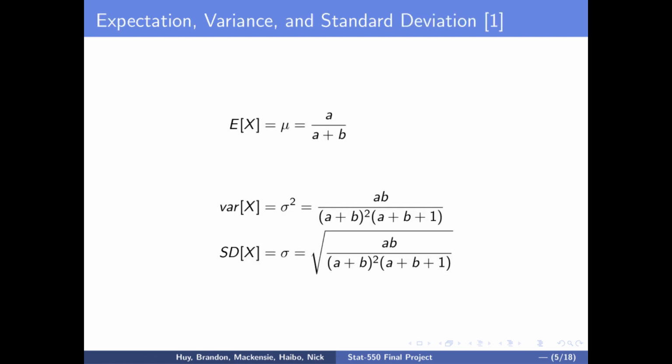The expectation, or the mean of the beta distribution, is a over a plus b. As we will see later with a few examples, if a is greater than b, then the mean will increase and the distribution will be skewed to the right. If b is greater than a, then the mean will decrease and the distribution will be skewed to the left. The variance of the beta distribution is ab all over (a plus b) squared multiplied by (a plus b plus 1). And the standard deviation is just the square root of the variance.